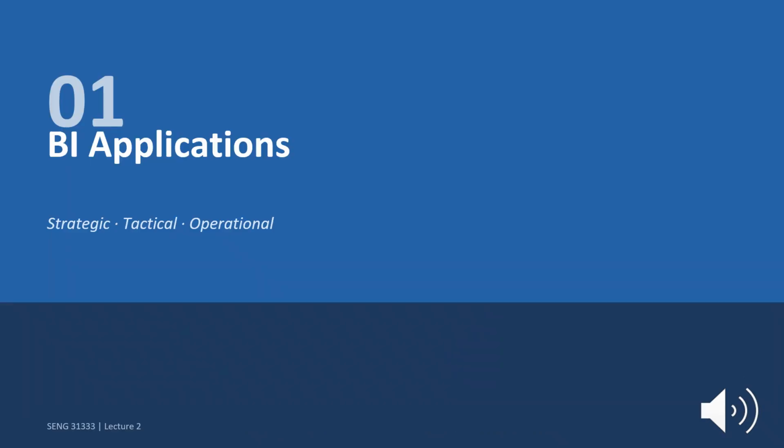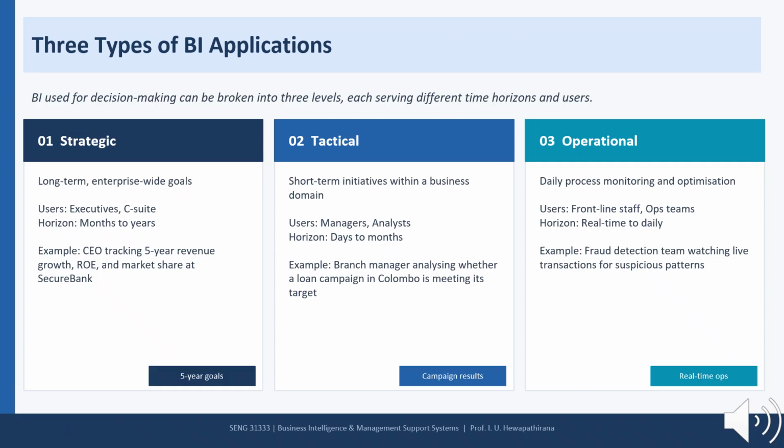We begin with Section 1. BI applications. Specifically, we are going to look at the 3 fundamental types: strategic, tactical, and operational, and understand not just what they mean, but who uses them, when, and for what purpose. Business intelligence used for decision-making can be broken into 3 distinct levels, and it is important to understand that these are not just categories. They reflect fundamentally different purposes, different users, and different time horizons.